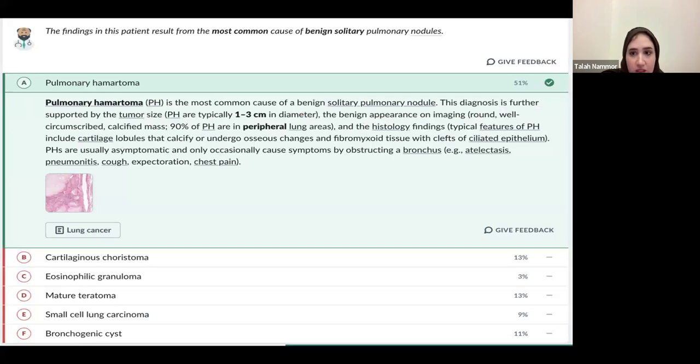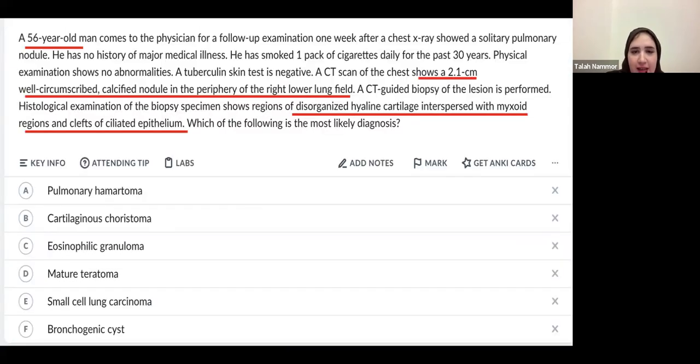Okay, and it's calcified. Plus, guys, if you look at how it's shown, it's well circumscribed. It's not irregular borders. It doesn't give malignant vibes. Okay?